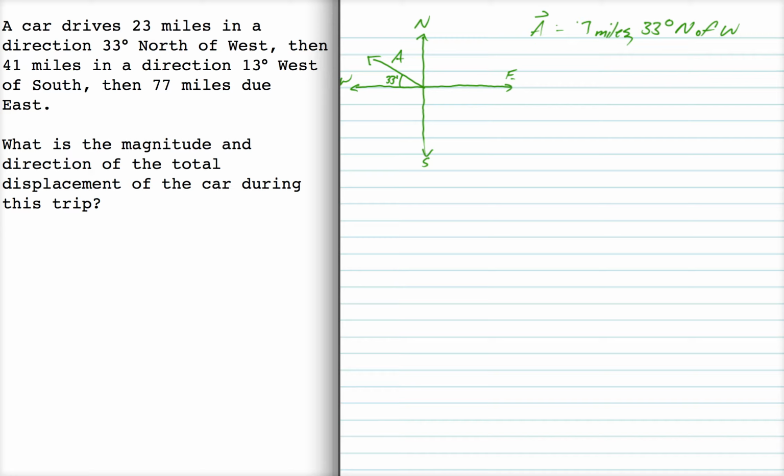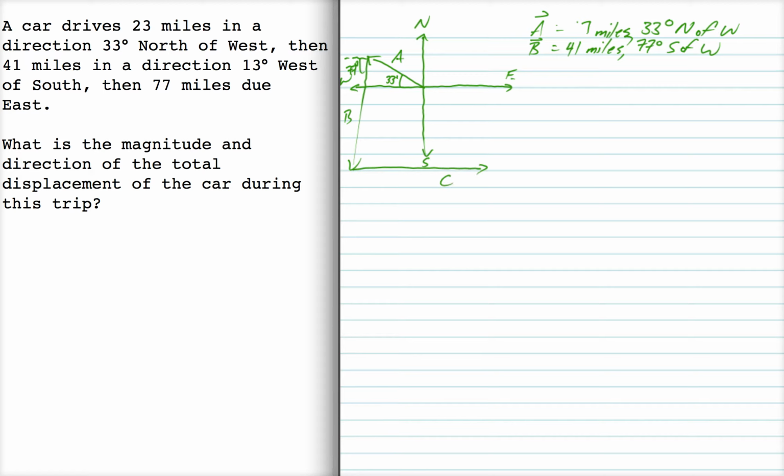Vector B is 41 miles. Now it's telling me that it's 13 degrees west of south. I prefer to write that as 77 degrees south of west. And so vector B looks like this, making an angle of 77 degrees south of west. And it's pretty long, right? 41 miles instead of 23, so I drew it a little bit longer. And then vector C is 77 miles due east, like this.